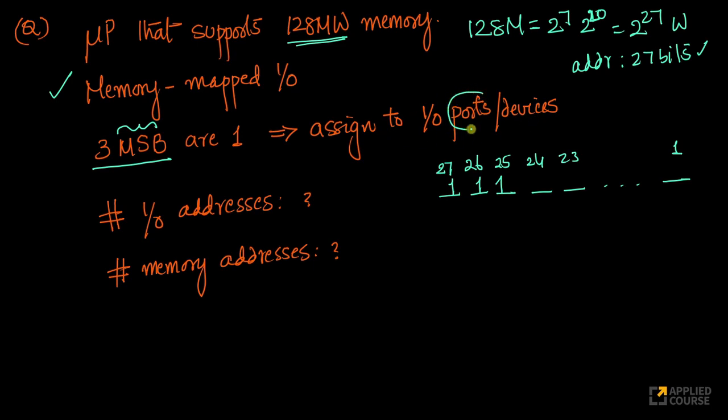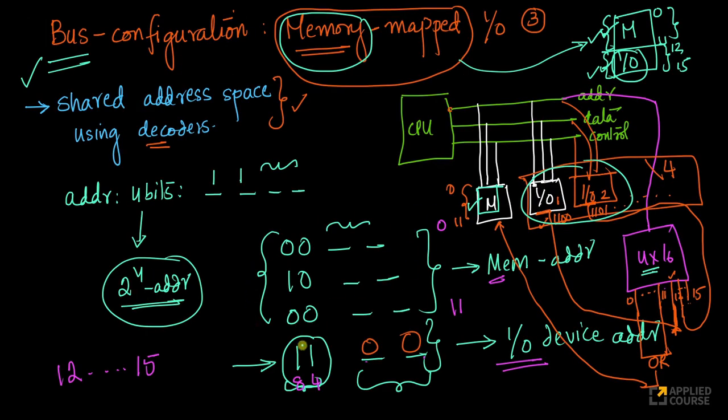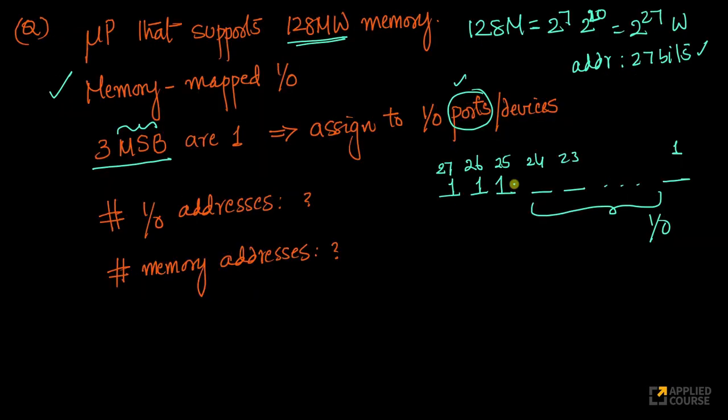Whenever you hear the term port, it is basically where something is connected to. Think of it as a connection point. So whenever these 3 bits are all 1, it corresponds to IO. Whenever they are not all 1, it corresponds to memory. If all of them are equal to 1, they're connected to IO devices. If not, they're connected to memory devices.